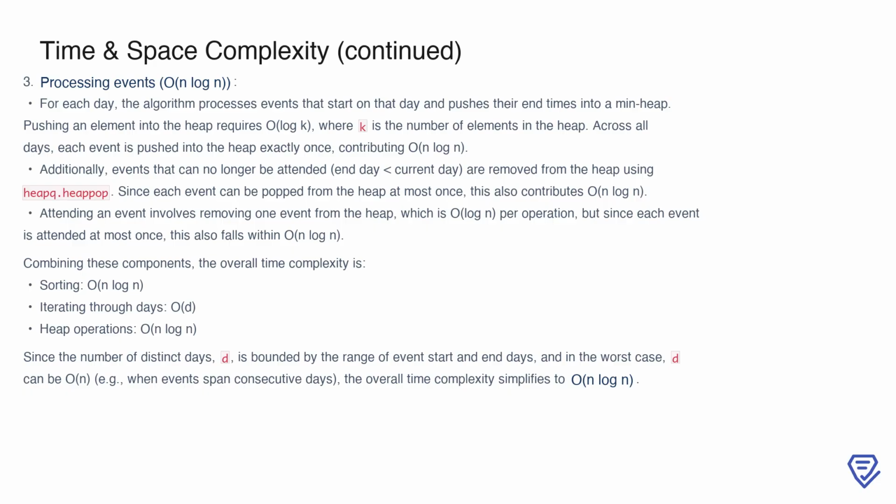Additionally, the algorithm removes events from the heap whose end times are earlier than the current day. Since each event can only be removed once, this also contributes n log n in total. Finally, attending an event involves removing one event from the heap, another log n operation. Again, since each event is attended at most once, this step also falls under n log n. Combining these components, the overall time complexity of the algorithm is dominated by the sorting step and the heap operations, resulting in n log n. The d from the day iteration step is bounded by n in the worst case, so it does not exceed the dominant n log n.